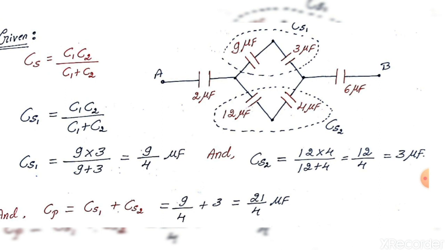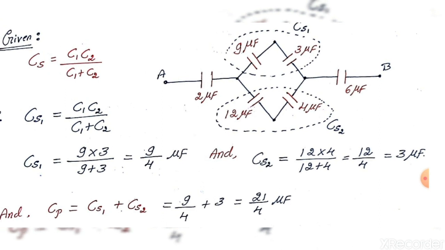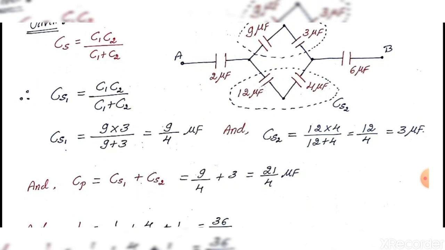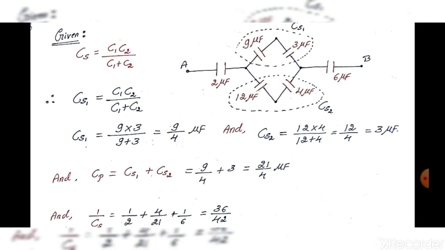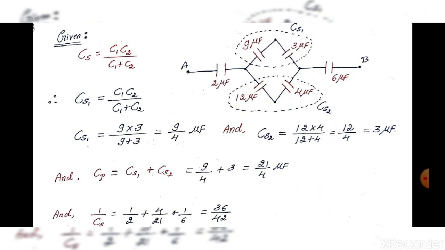But these CS1 and CS2 are in parallel. Hence, take the parallel. CP is equal to CS1 plus CS2. Add it, 21 by 4 microfarad you will get. Now, the 2 microfarad and this middle CP, this quadrilateral we solved now, that CP value it is. The complete quadrilateral value comes as 21 by 4.